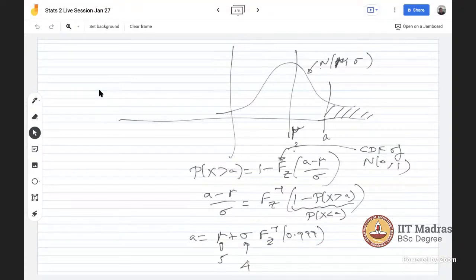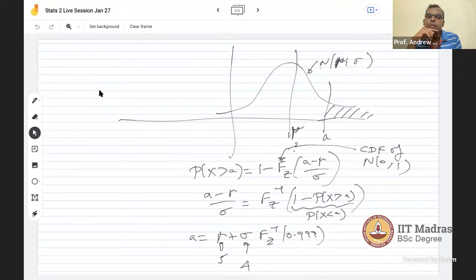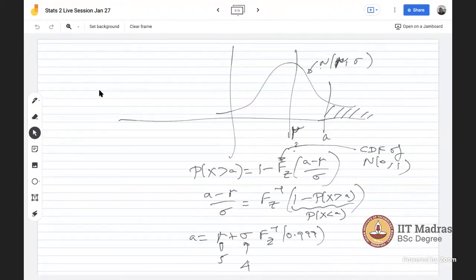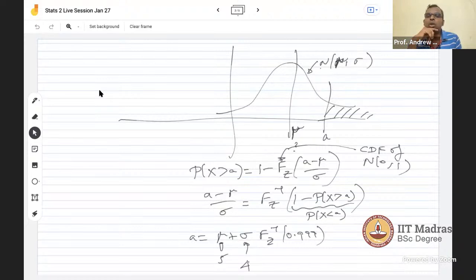Sir, I have one question. The way I have calculated it, I have calculated probability of X greater than A is equal to probability of X less than minus A. Now, that's not true in this case. Why is it not true for X? Because X has mean 5. So it's not true for that. If you do it for X minus mu, that will be true, but not for X itself, because it's not symmetric. Okay. Thank you.